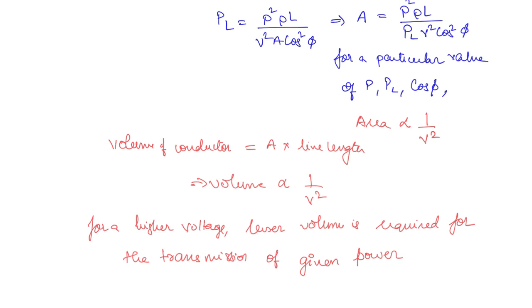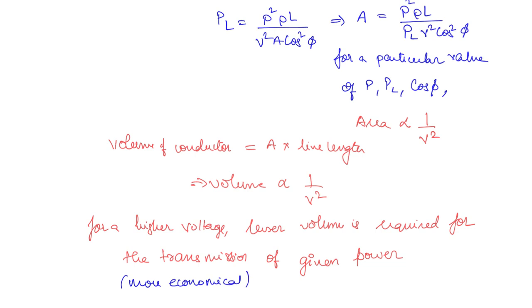So these are the prominent reasons. One is that the line losses will be reduced and also the volume of conductor will be reduced. So if the volume of conductor is reduced, it means it is a more economical option. Okay, so this means it is more economical.